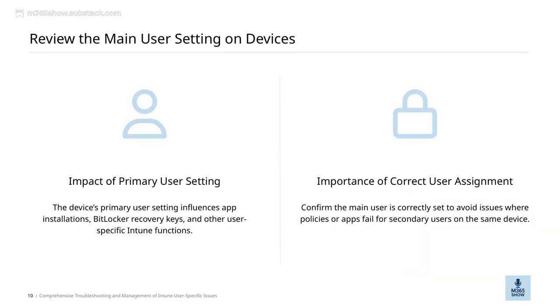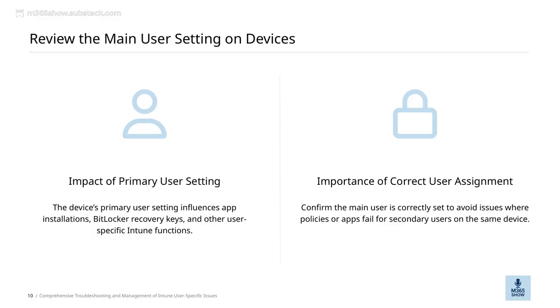Let's talk about comprehensive troubleshooting and management of user-specific issues in Intune. One of the first steps is to review the main user setting on devices. It's essential to confirm that the main user is correctly assigned. This helps prevent problems where policies or apps might not work properly for secondary users on the same device. The importance of correct user assignment cannot be overstated.